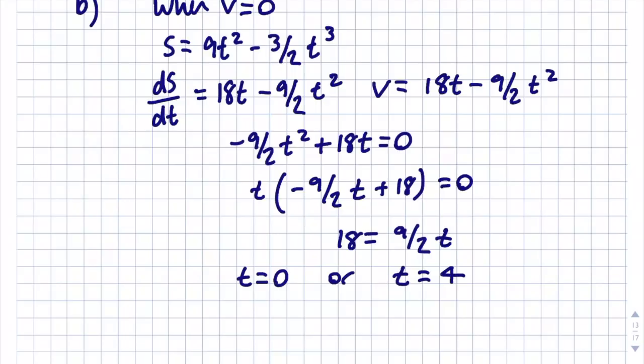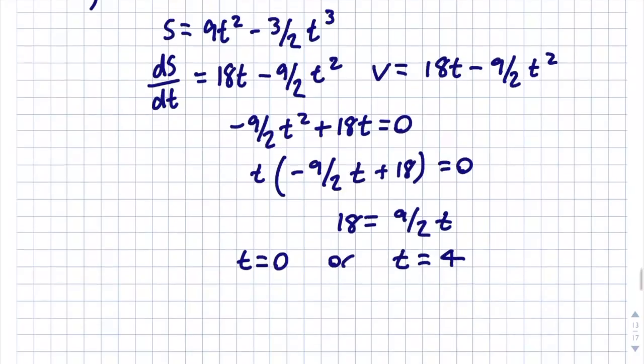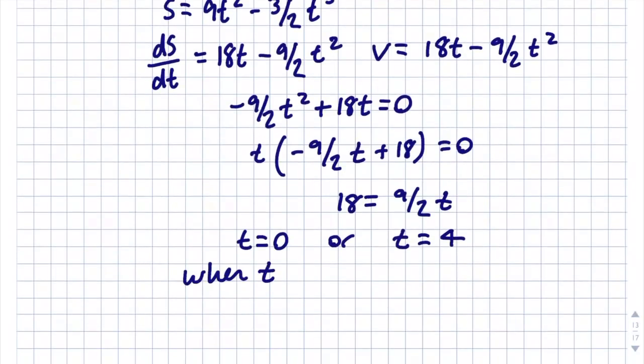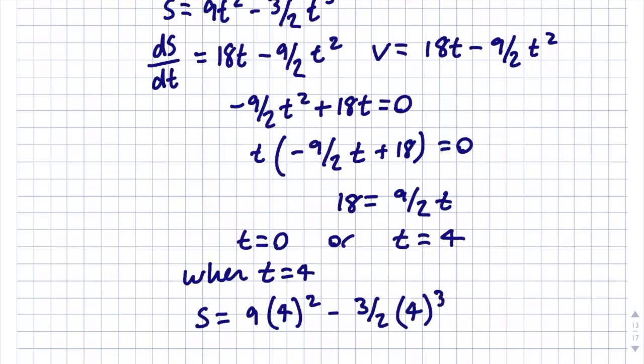So now what we need to do is substitute these values of t into our displacement equation. I'm not going to substitute t equals 0 because I know that's going to give us a displacement of 0, which is not the greatest displacement we could have. The greatest value must be when we substitute t equals 4. So when t equals 4, we get s equals 9 multiplied by 4 squared minus 3 halves multiplied by 4 cubed. If we simplify this on our calculator, we get an answer of 48 meters, which is our greatest displacement.